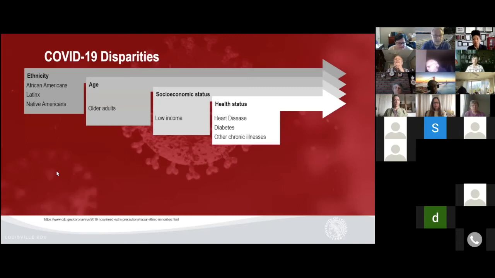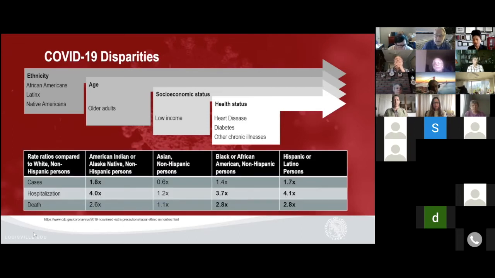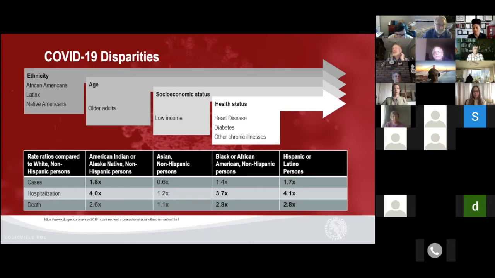So, about this time last year, we were uncovering some of the COVID-19 disparities. We found that there were certain ethnicities that appeared to be more heavily burdened with COVID-19, that older adults were more susceptible, that populations that lived in low income communities or were low income themselves were also more susceptible. And then, certainly for health status, there were certain health factors that may complicate the burden of this disease: heart disease, diabetes, and other chronic illnesses.